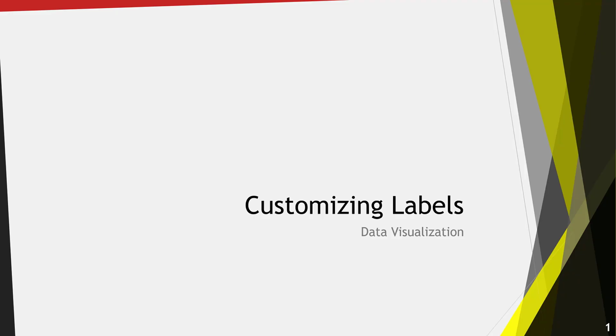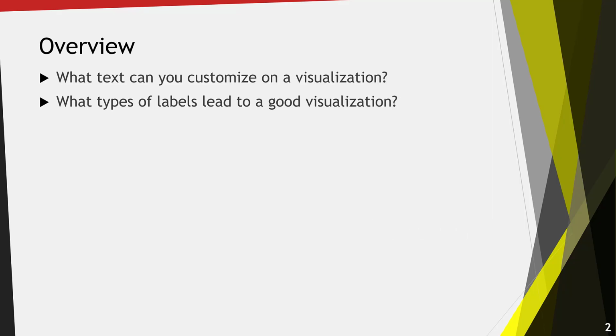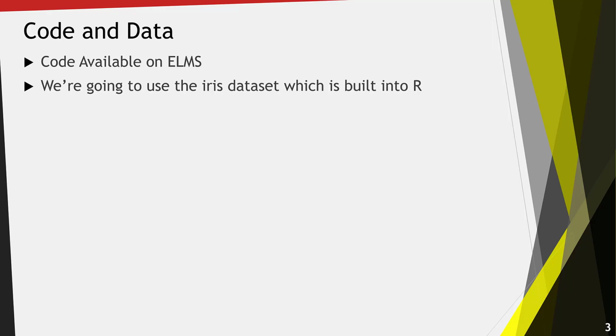This video will cover customizing labels in ggplot visualizations. By the end of this video, you should understand what text you can customize on a ggplot visualization and what types of labels lead to a good visualization. The code used in this video is available on Elms. You should download it now if you'd like to follow along.